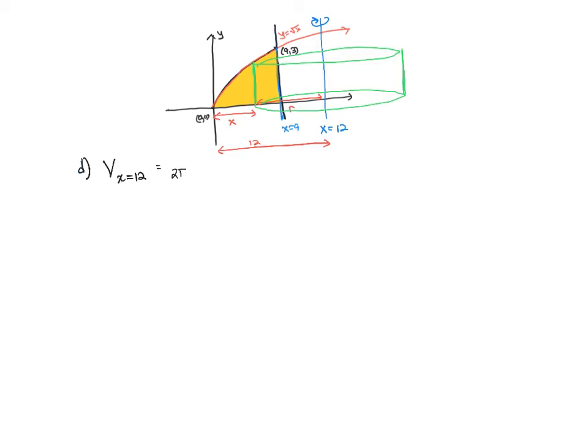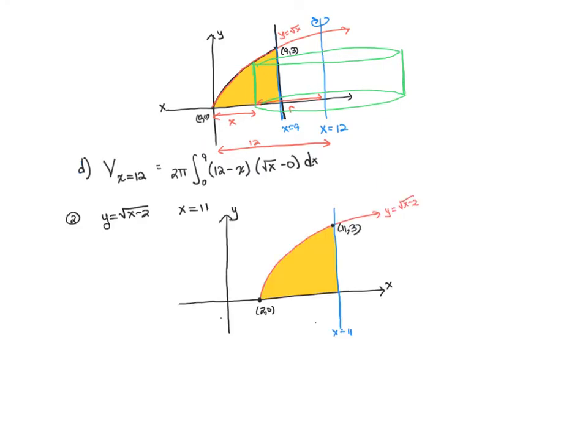It's still 2 pi, the definite integral from 0 to 9. Now, the height of the shell is still root x minus 0. That doesn't change. But how can we represent the radius of the shell? Using x and 12. That's the idea. Using the distance x and the distance of the axis of revolution to the y-axis, we have to represent the radius of the shell. And it looks like it's 12 minus x. And that would set up the integral.